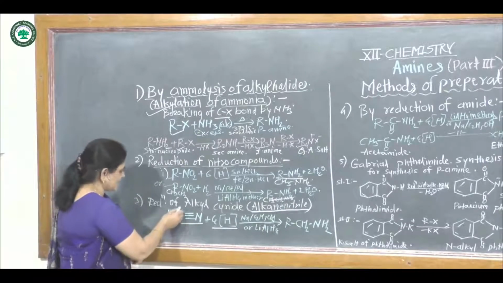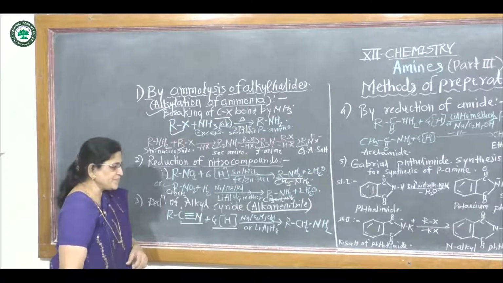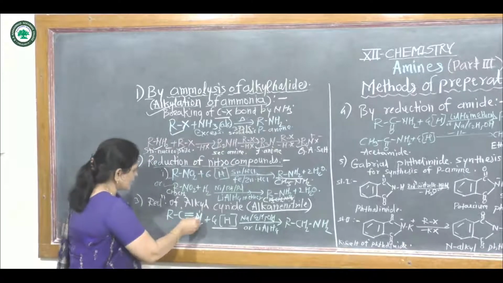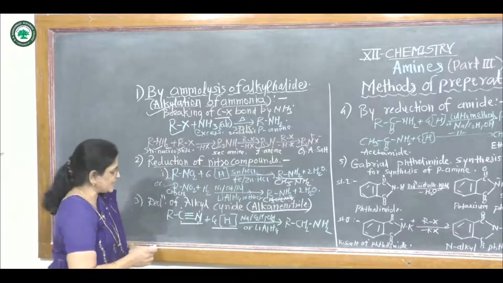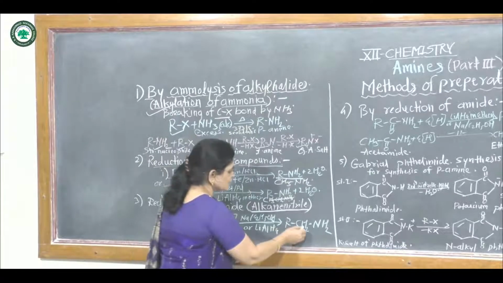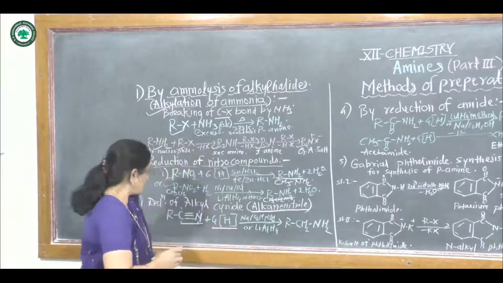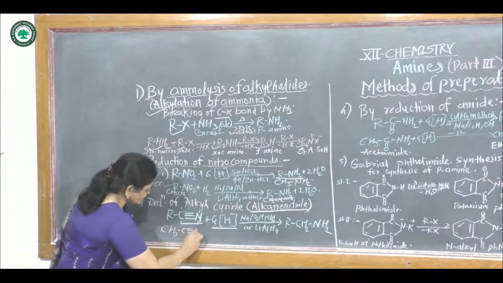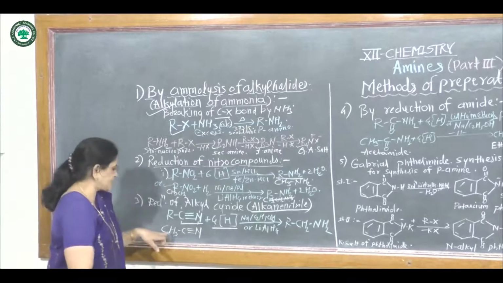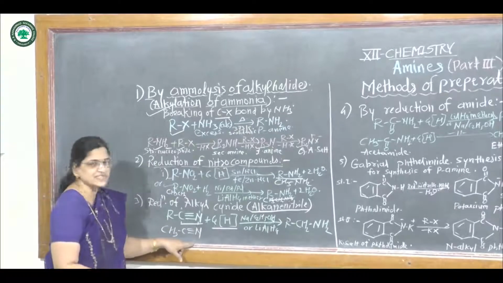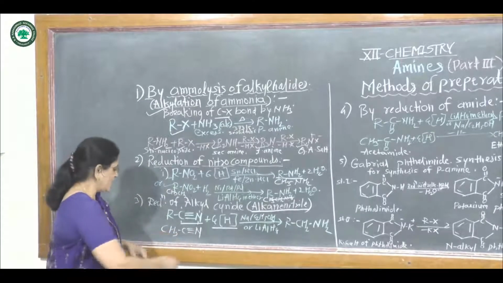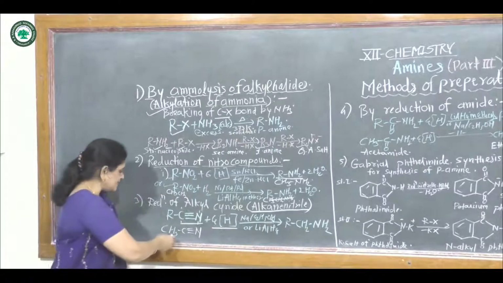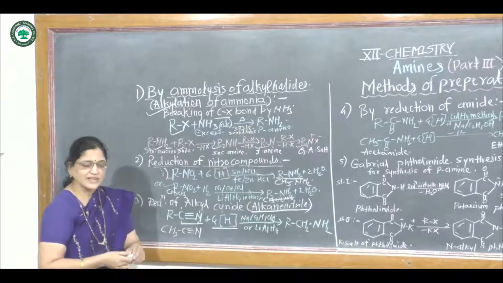Two hydrogen atoms get attached on the carbon atom and 2 hydrogen atoms on the nitrogen atom. The carbon nitrogen triple bond breaks and it gives RCH2NH2. For example, suppose CH3C triple bond N. The name of this compound is methyl cyanide, or methane nitrile.